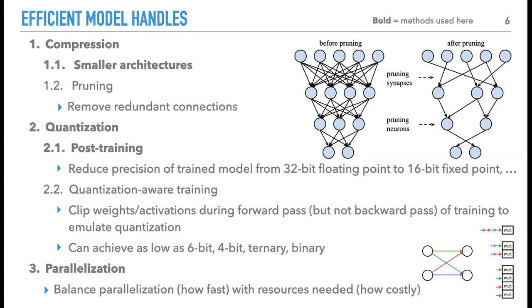And finally, the third handle you have, which is more specific to the FPGA architecture, is balancing parallelization, so how fast you want the result, with the resources needed, so how costly it is to run the algorithm. In general, which I'll talk about in the HLS for ML implementation, we usually quantify this with the concept of a reuse factor, which is sometimes interchangeable with an initiation interval, which is how long you have to wait before an algorithm can accept a new set of inputs.